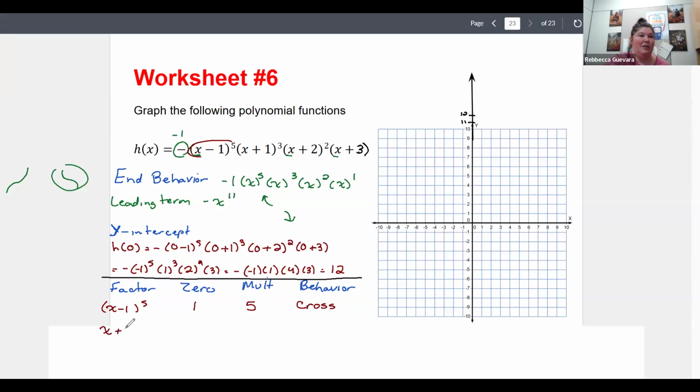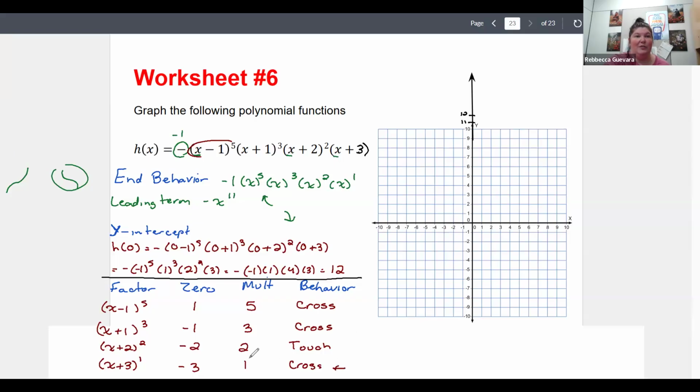I have x plus 1 to the power of 3. So my 0 would have to be the -1 to make this equal to 0. The multiplicity is 3. And once again, we're going to cross. Then I have x plus 2 to the power of 2. So we have a 0 at -2 with a multiplicity 2. And we are going to touch at this point. And then we have an x plus 3 to a power of invisible 1. So the 0 is -3. The multiplicity is 1. And we are going to cross.